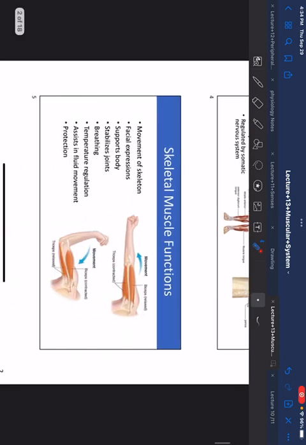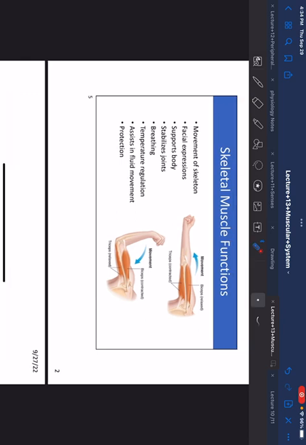So what are some functions? Well, when muscles are attached to your bones via tendons, and the muscles contract or relax, it allows for the movement of your body and skeleton. When they're attached to the skin of your face, they allow for hundreds of different facial expressions. With muscles in our chest and in our back, it can support our body and allow for posture. Muscles around our joints help stabilize them and keep them in place and prevent them from being dislocated.